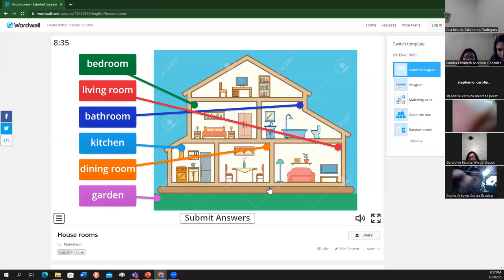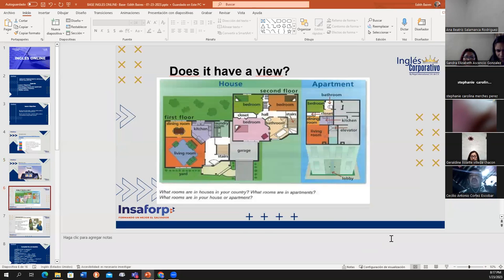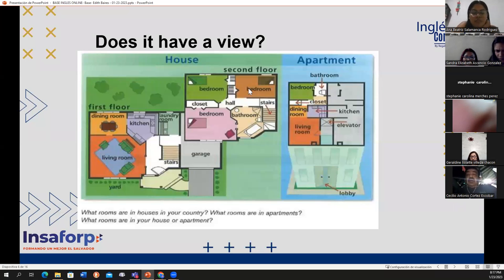Okay, we're going to continue. Let me continue with my presentation. So here we have the picture that we have in the material, okay? So a house, we can have first floor and second floor, right? Podemos tener primer piso y segundo piso. Okay, who wants to read all the parts that we can have in a house? ¿Quién me quiere ayudar a leer? Volunteers?